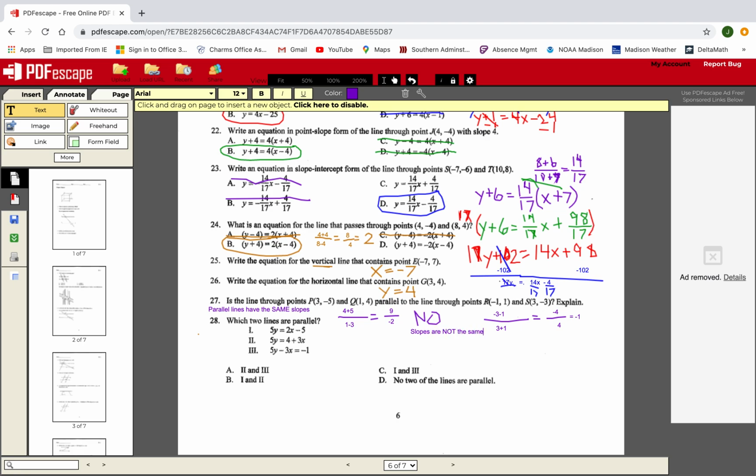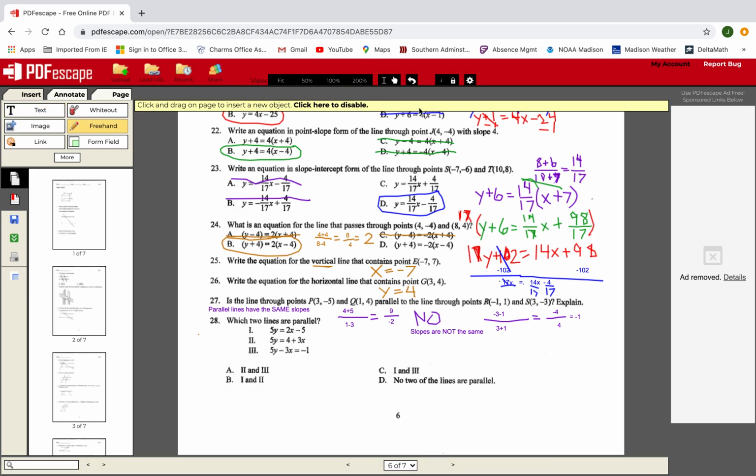Okay, so looking at 28, this wants to know which 2 lines are parallel. Same note here. Parallel lines have the same slope. So let's switch to green. Which 2 lines are parallel? So what we need to do here is identify the slopes of these things. Basically, you need to solve for y on each one of these.